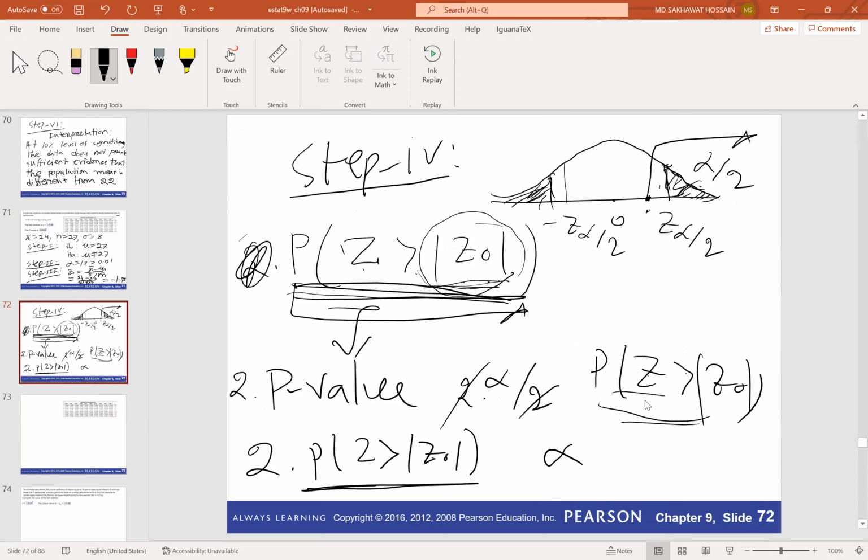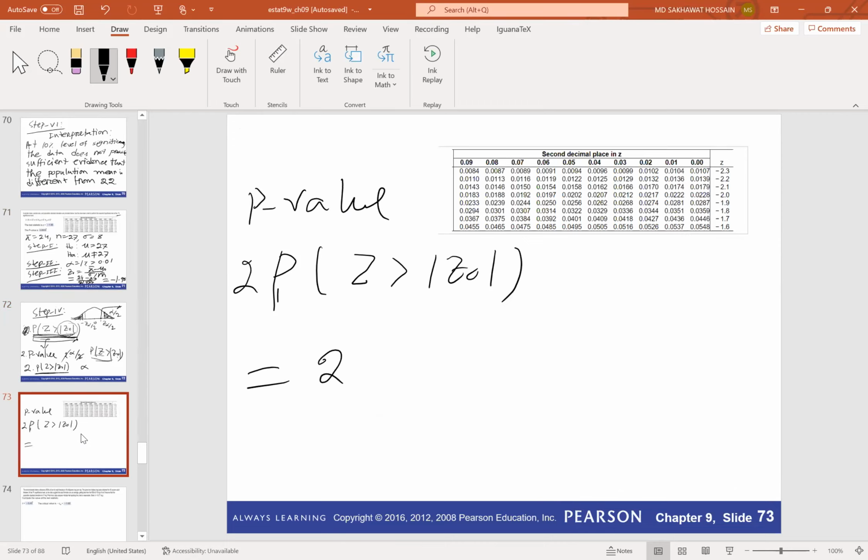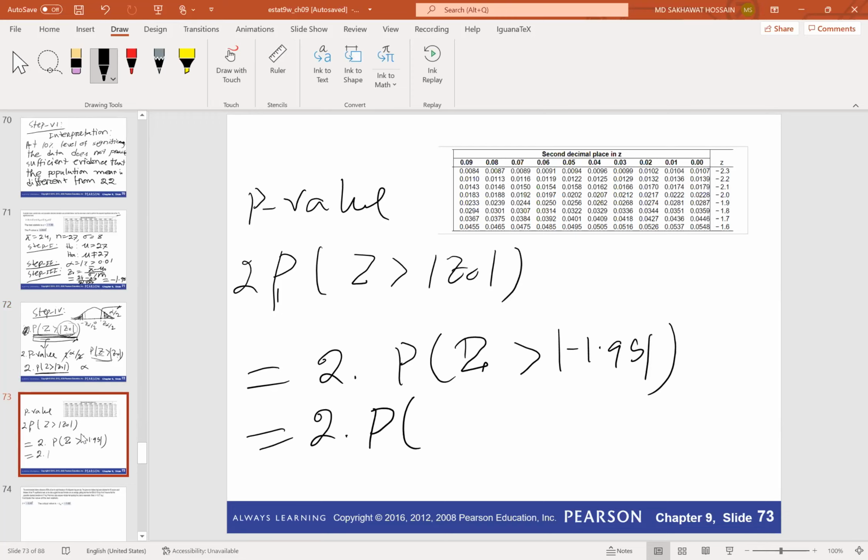So now we'll calculate the p-value. Our test statistic was negative 1.95, right? So we'll calculate the p-value. The p-value is the probability of Z greater than the absolute value of Z0, times 2. This is our p-value. So it will be 2 times the probability of Z greater than the absolute value of negative 1.95. That means 2 times the probability of Z greater than 1.95.